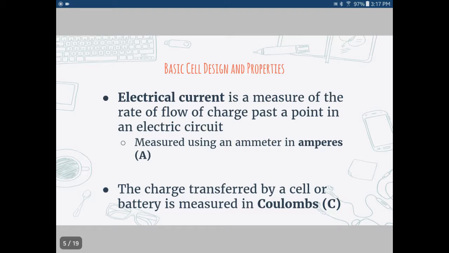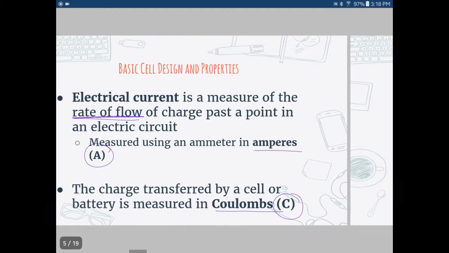Electrical current is a measure of the rate of flow. The rate is the amount of charge, in time, that goes past a point in an electrical circuit. So we talk about current in amps, and we measure that with a capital A as in amps. The charge transferred by a cell or a battery is measured in coulombs. So we use a capital C to measure charge, or coulombs.